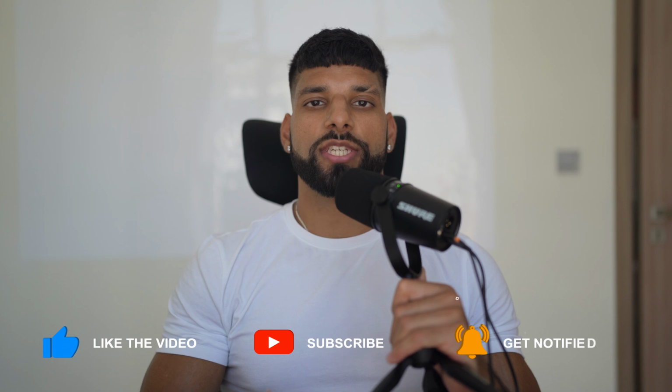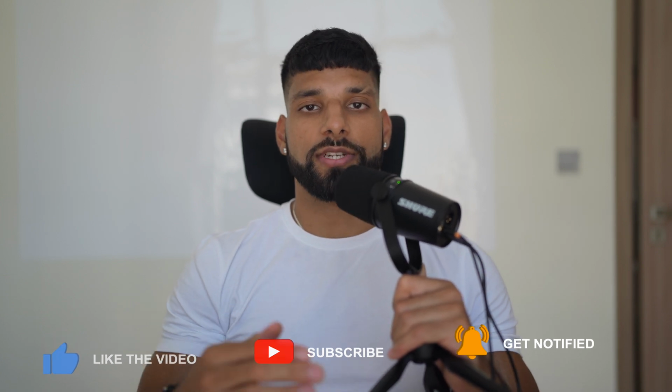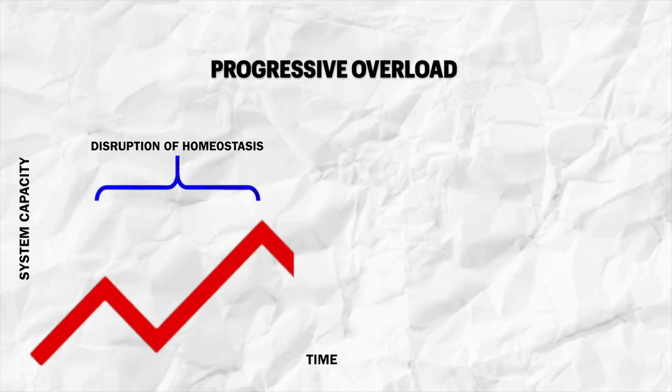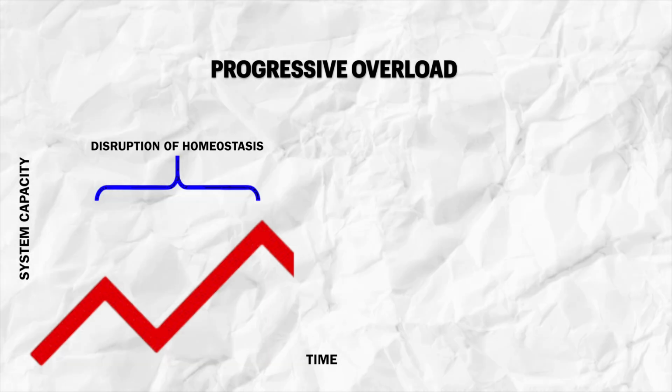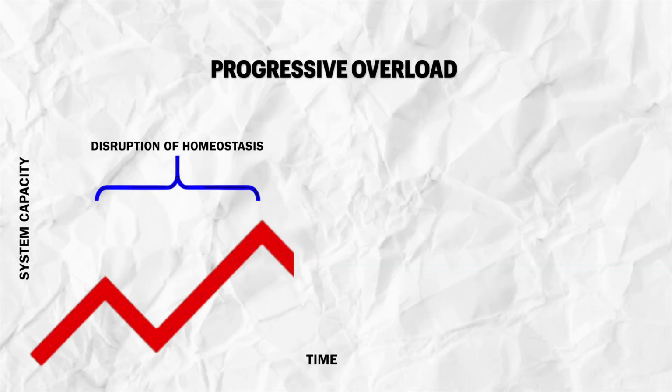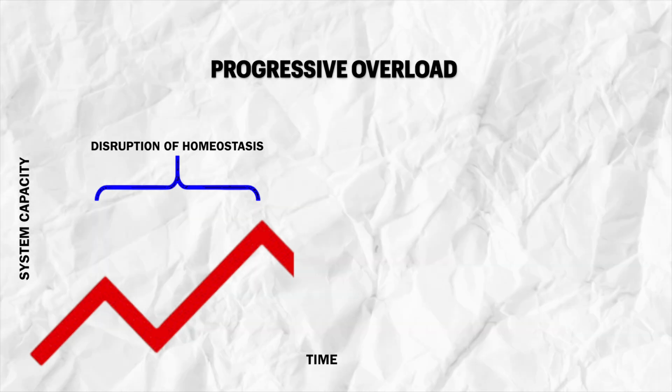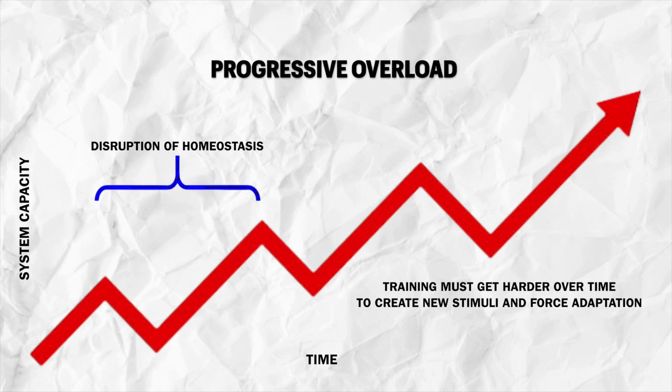So progressive overload is what is required to build muscle and strength. It basically means progressing your training or making it harder over time. So once a new training stimulus is put into place, this will disrupt your body and disrupt homeostasis, and eventually your body will adapt to this new stimulus. Therefore, to build more muscle and more strength, we need to keep progressing our training and making it harder.